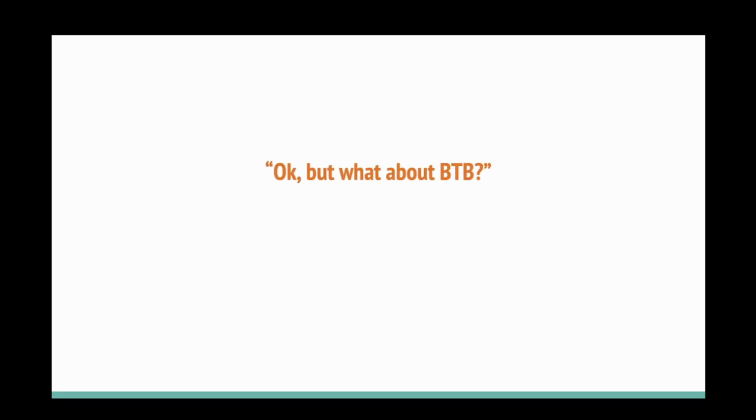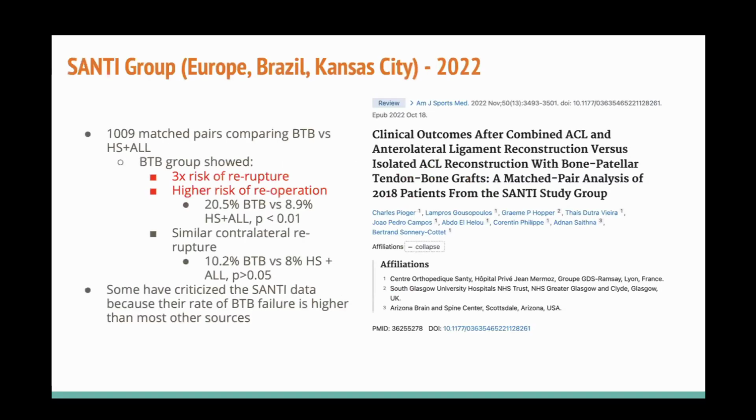Then, a lot of Americans said, okay, well, we're doing BTB, you're doing hamstring. What about comparing just BTB? So then they published this, which was kind of an attempt to refute that head-to-head argument in 2022, and they had 1,009 matched pairs comparing BTB to hamstring plus ALL. And the BTB group showed 3 times higher risk of re-rupture and higher risk of reoperation.